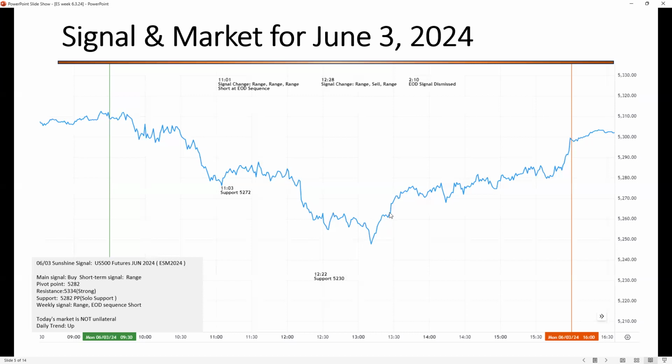So this would have been a long opportunity, and if taking the long here, you would have gotten 10, 15 points fairly quickly. Now, at around 2, the EOD signal is dismissed. So at this point, it would have been wise to exit at least a portion, maybe even most of your position here, but hold a couple runners, because again, the EOD sequence can kick in anytime within the last 90 minutes of the trading day, or sometimes it even kicks in earlier.